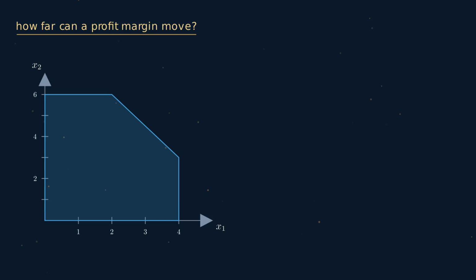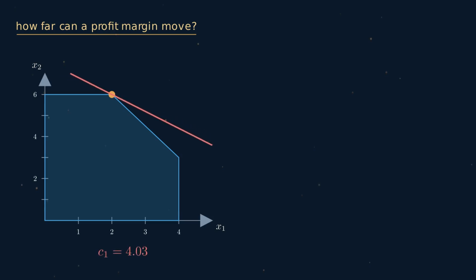The profit margins were estimates. So ask the sharpest version of the question. How far can one of them drift before this corner stops being the best one? Here is the profit line through that corner. Change the first margin, and the line does one thing only. It pivots. The corner stays optimal as long as the pivoting line still leans on it from outside.